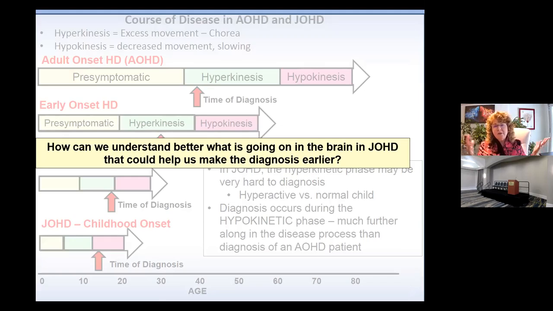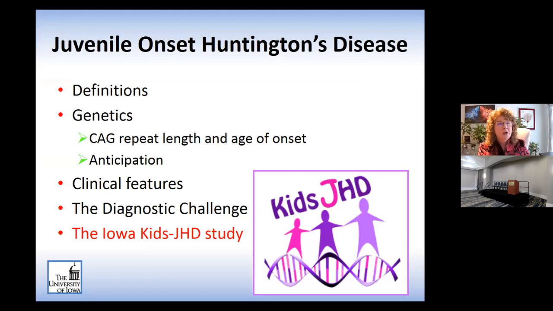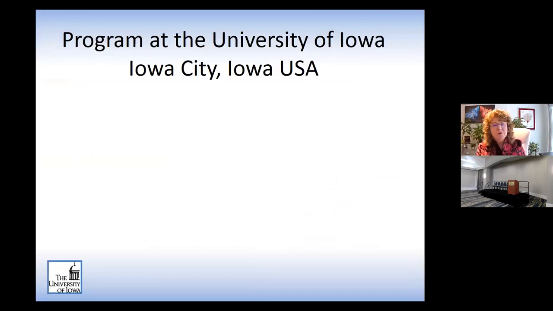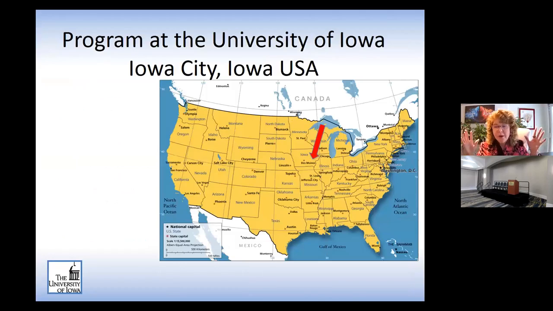So how can we understand this better? How can we know what's going on with the brain in JOHD? How can we make the diagnosis better? So this leads me to the Kids-JOHD study. So this is a study at the University of Iowa. Yay, there we are. And by the way, we got a whole bunch of snow yesterday, a snowstorm here. I bet it's nice there.